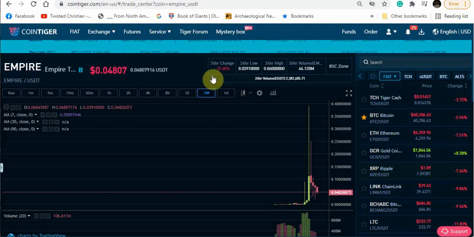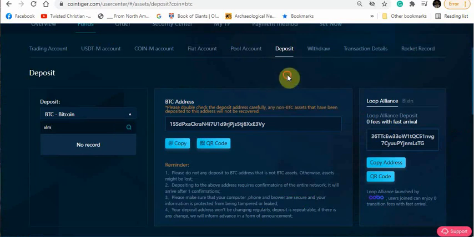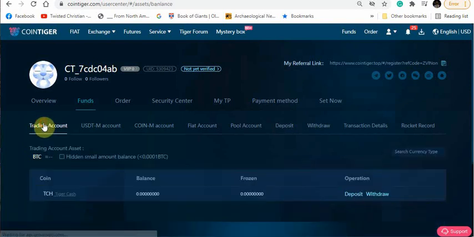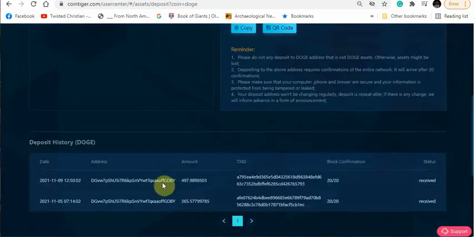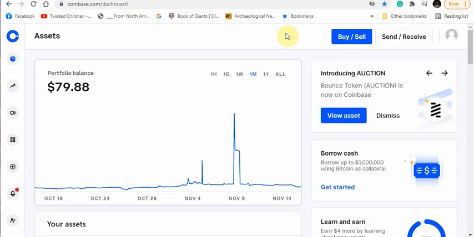Now, you cannot deposit XLM on this account. I've already tried. There's no record of it. So the way that I transfer funds into Cointiger in order to buy Empire is to deposit Dogecoin. You can see here that I've sent Dogecoin to this account, and then I turn around and sell it for USDT, and then buy the Empire token or place my order for it. So what I'm going to do now is, in real time, make some purchases from Coinbase to other exchanges.